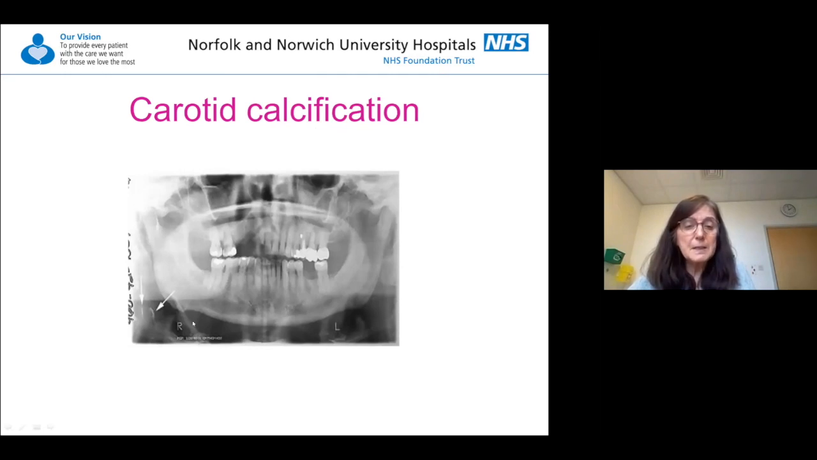And sometimes we see things that are markers of systemic disease. So you can very occasionally recognize calcification in the carotids, which of course is going to be associated with an increased risk of cardiovascular disease. And that's sometimes picked up on a standard OPT radiograph.